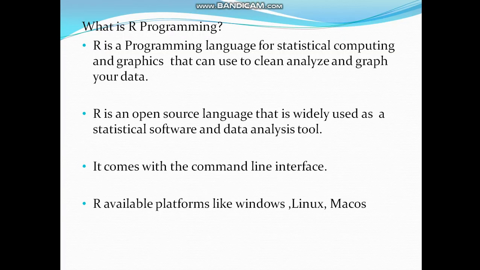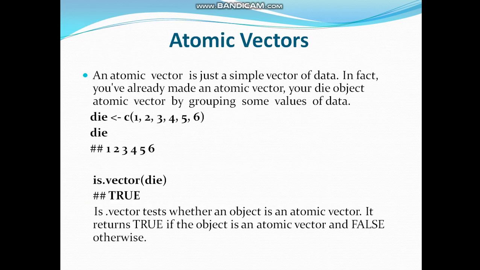What is R programming? R programming is a language for statistical computing and graphics that can be used to clean, analyze, and graph your data. It is an open source language that is widely used as a statistical software and data analysis tool. It comes with a command line interface, so it is easy to use. Our available platforms are Windows, Linux, and Mac OS.